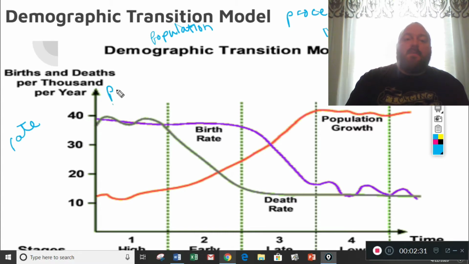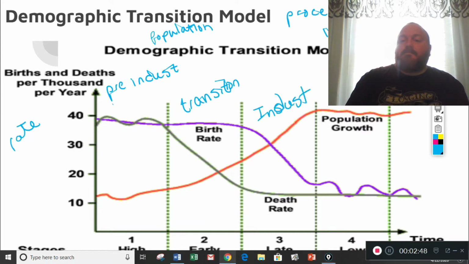In this first one, we have the pre-industrial state. Then we go from being pre-industrial and we start the industrialization process. So we're going to transition into our next stage. Then we finally get into our industrial state and finally into our post-industrial.